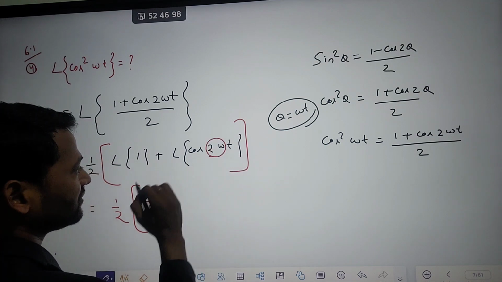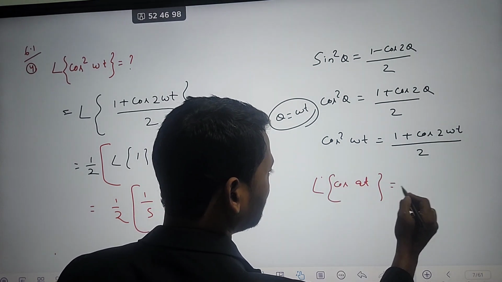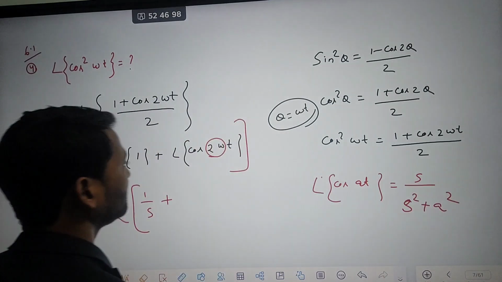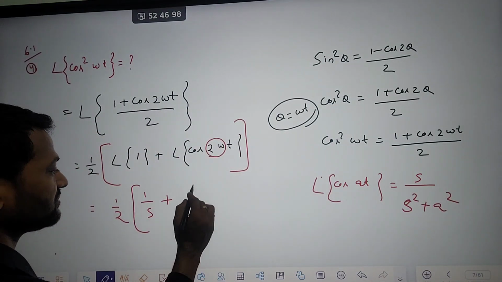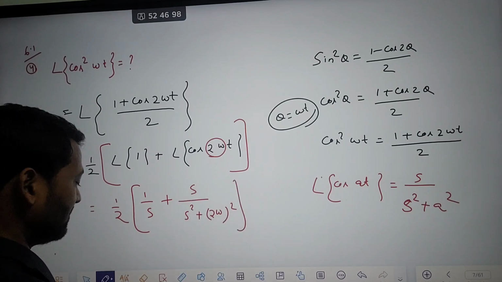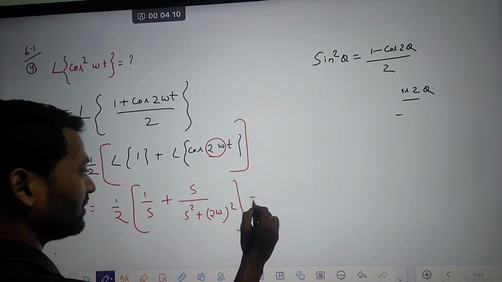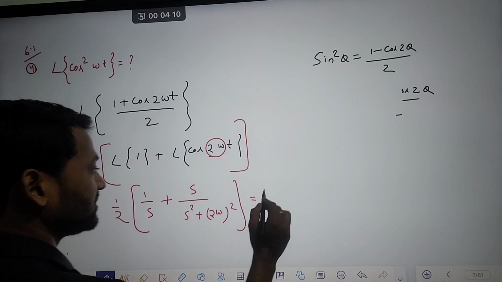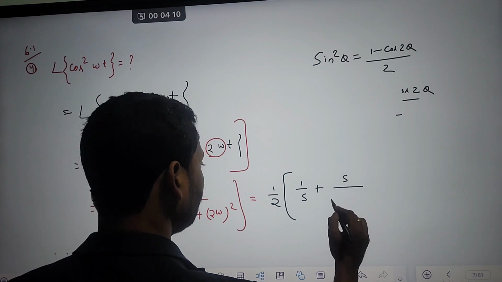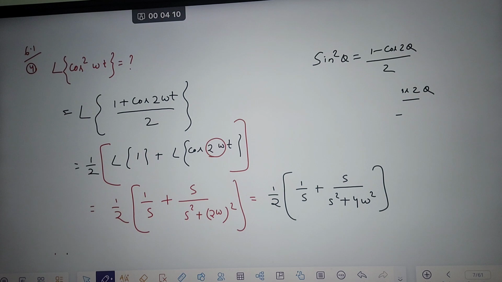See here a is 2 omega. Laplace of cos a omega t, as I said, is s by s square plus a square. So here a is what? 2 omega, so s by s square plus 2 omega square. So what is your final answer? Your answer is 1 by 2, 1 by s, plus s by s square plus 4 omega square. That is your final answer.